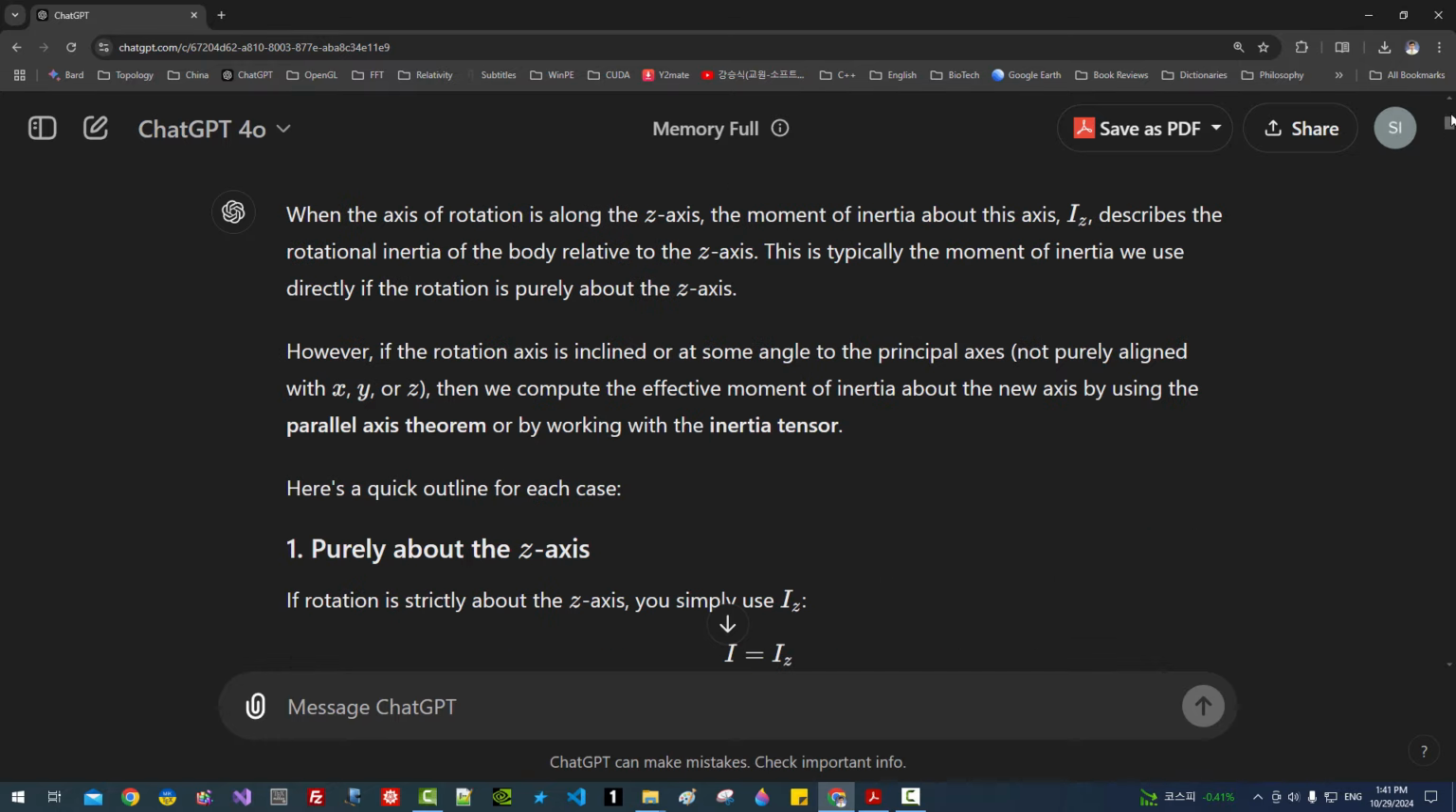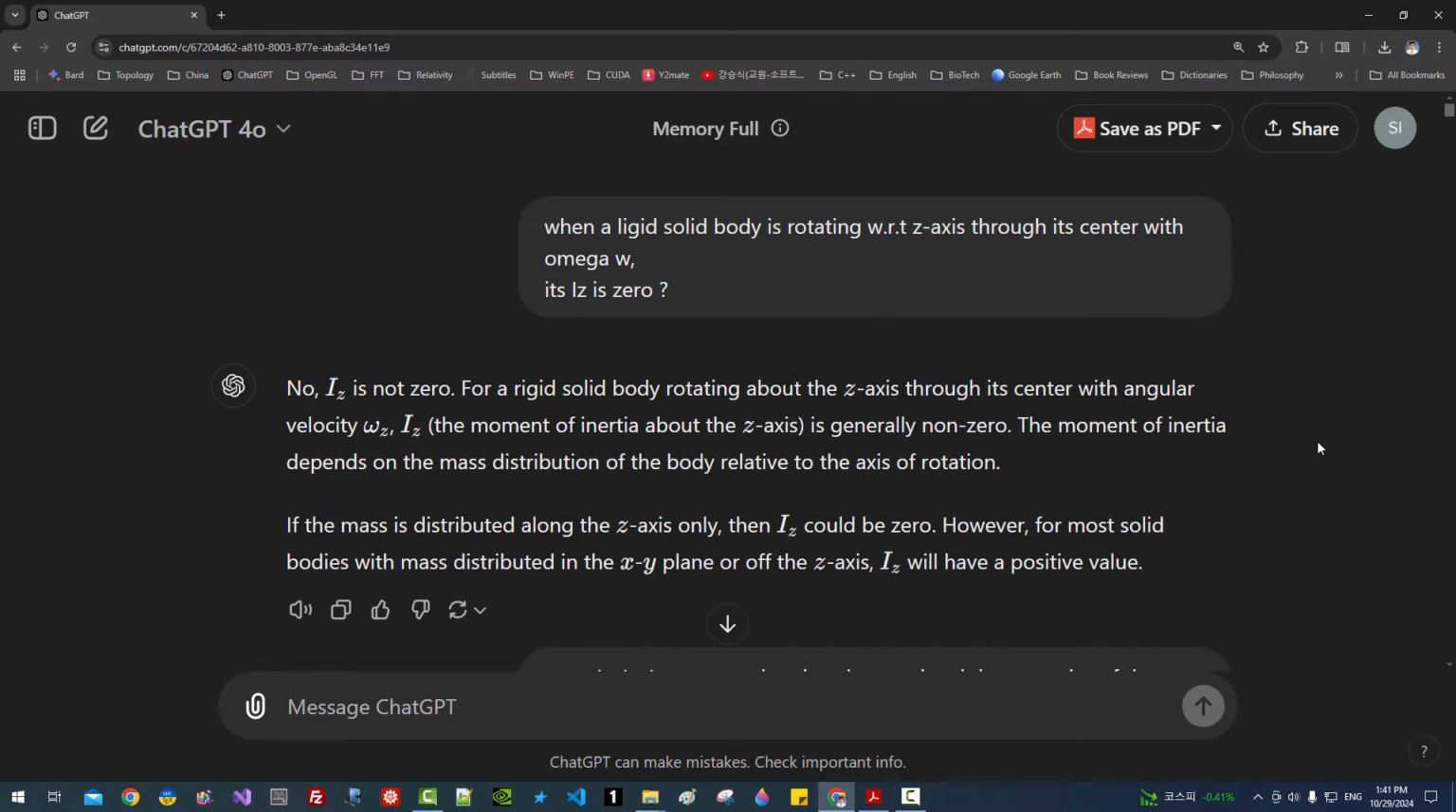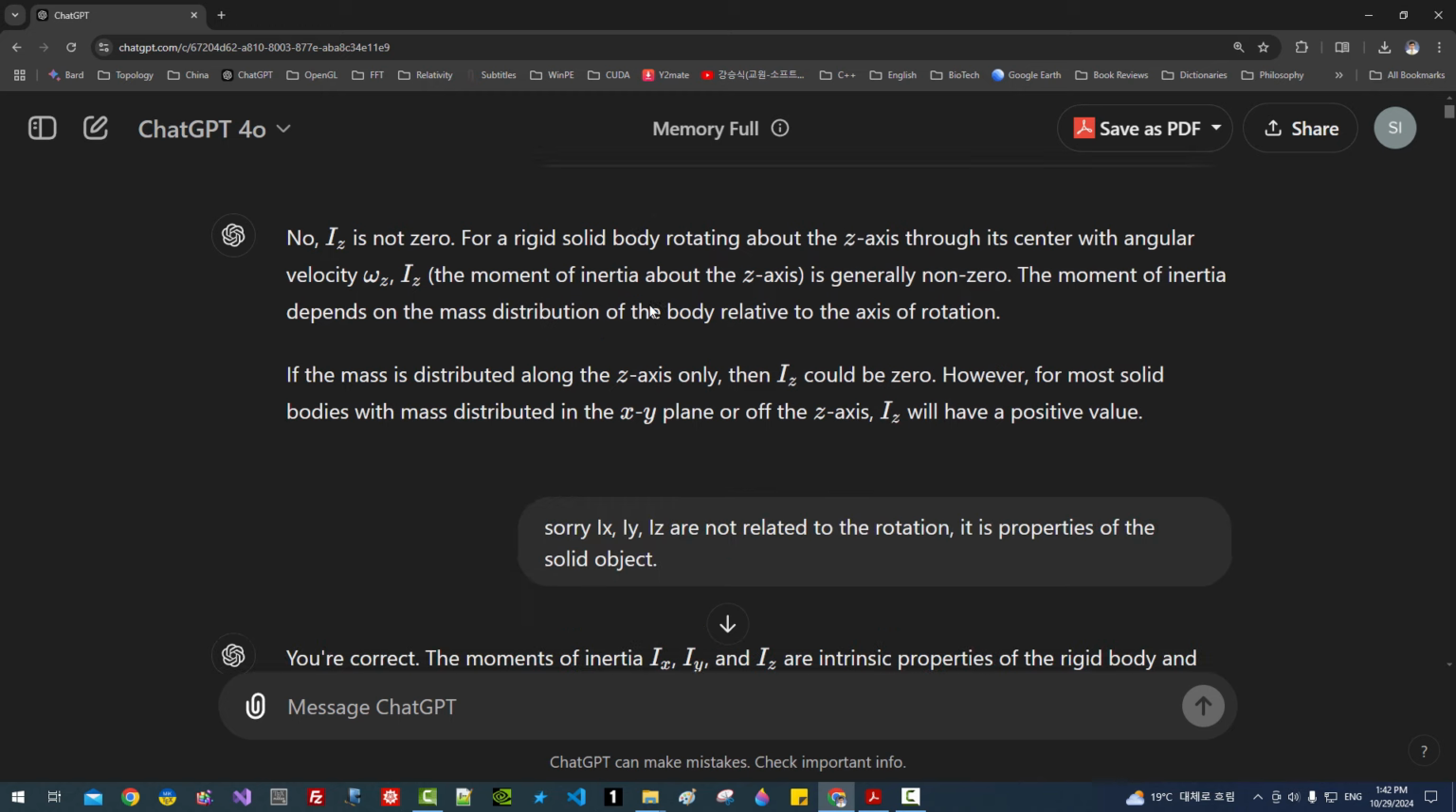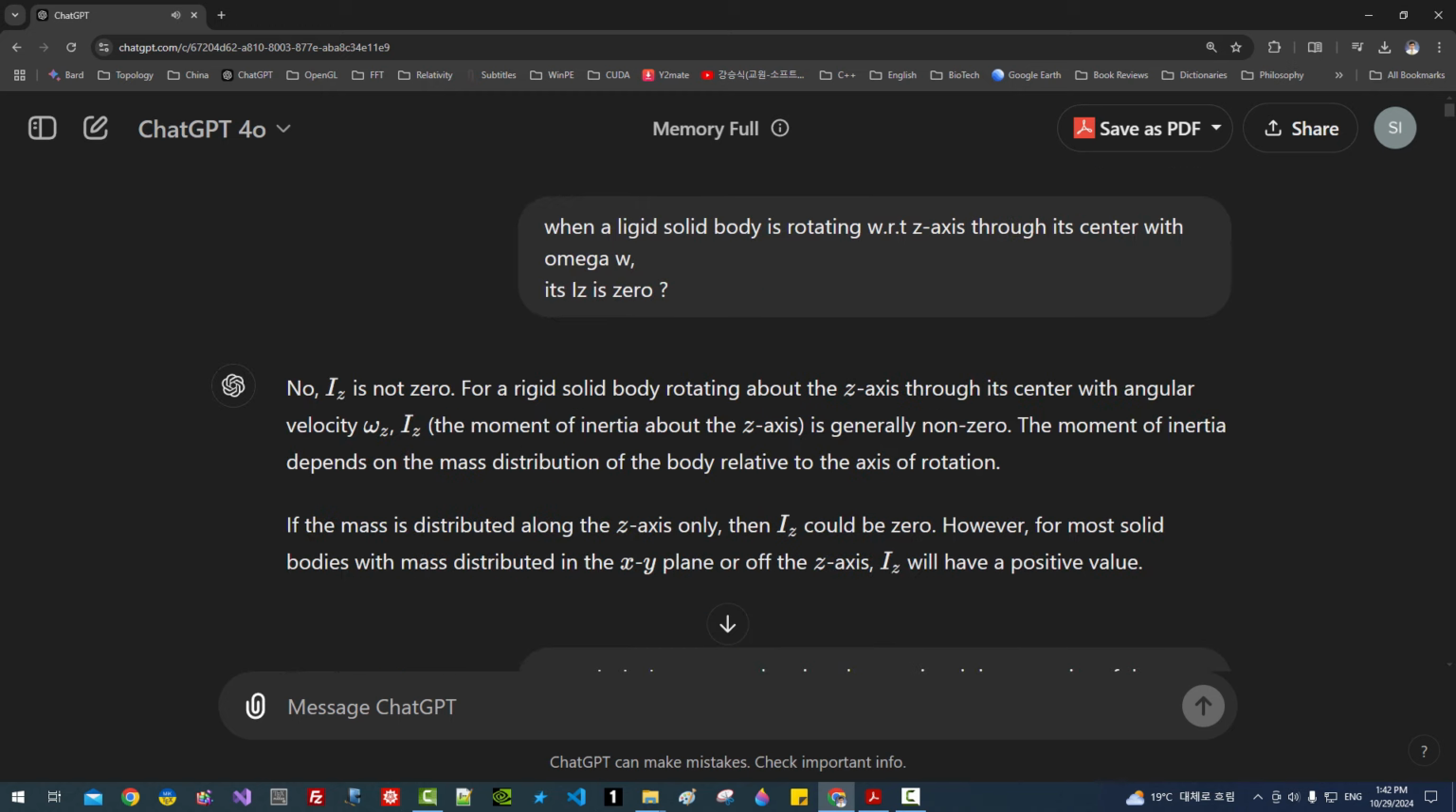I will scroll up. I asked a very silly question. When a rigid solid body is rotating with respect to the z-axis through its center with omega w, its Iz is 0. I started with a very silly question like this. No, Iz is not 0.